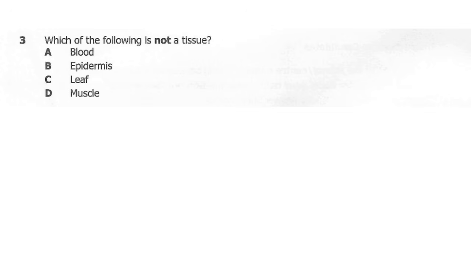Question number 3. Which of the following is not a tissue? A. Blood. B. Epidermis. C. Leaf. D. Muscle. Leave your answer in the comment section.